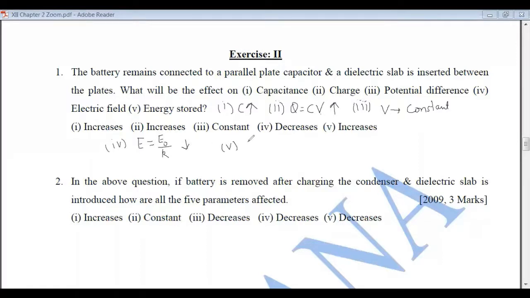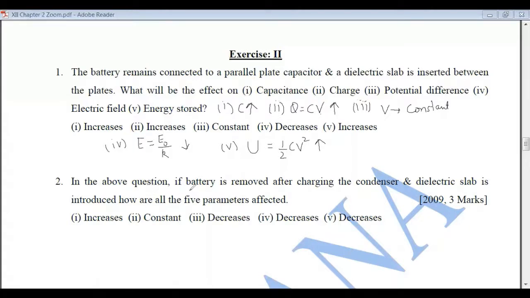The fifth point is energy stored. Energy stored is given by Q square upon 2C, half CV square or half Q into V. So we have to consider an expression in which one term is constant. Let us consider half CV square. Why? Because V is constant. So if C is increasing, the potential energy also increases.